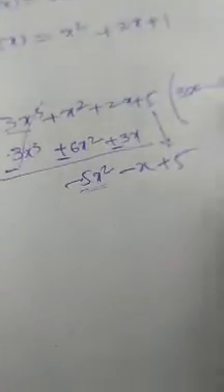Then cut it. X square cancel. You got minus 5. This is rough work. Okay, minus 5. So I got the second term in the quotient, minus 5. Now after getting the second term in the quotient, multiply this minus 5 by the divisor polynomial.